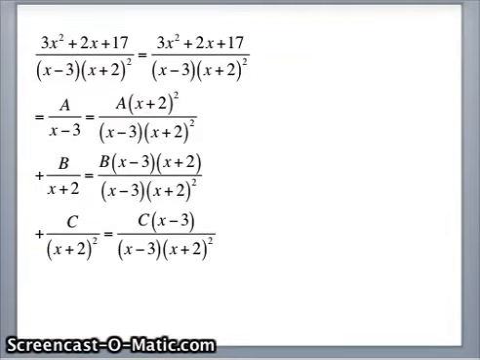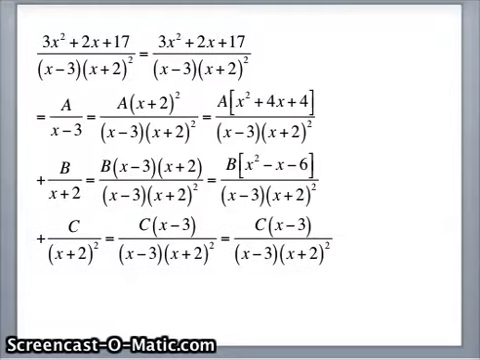So now it's time to multiply some things out. We'll multiply these binomials: x plus 2 squared is x squared plus 4x plus 4, x minus 3 times x plus 2 is x squared minus 3x plus 2x minus 6. No need to multiply out the x minus 3. So we have these values. Now we're going to distribute the A: Ax squared plus 4Ax plus 4A, Bx squared minus Bx minus 6B, Cx minus 3C.